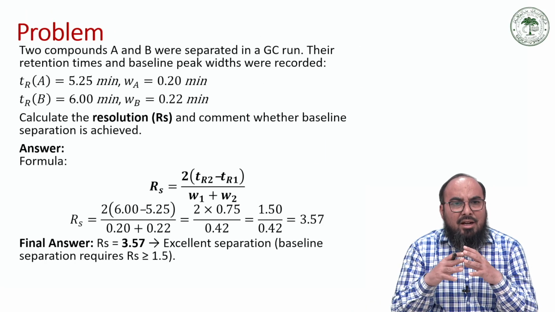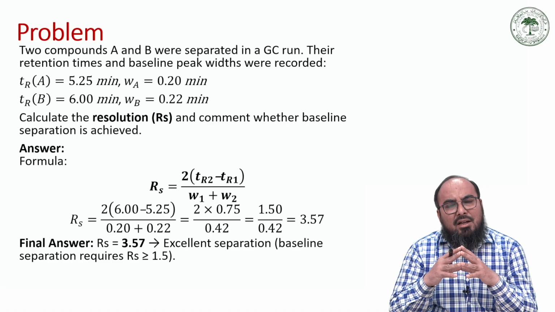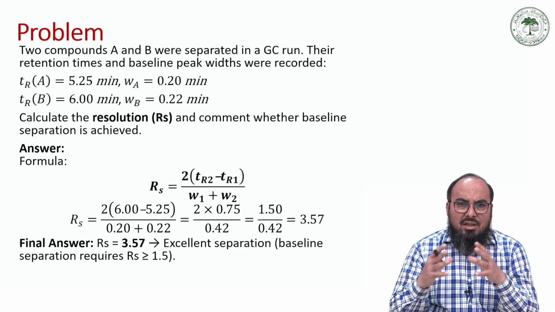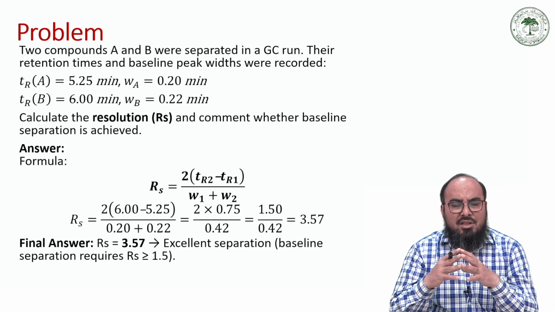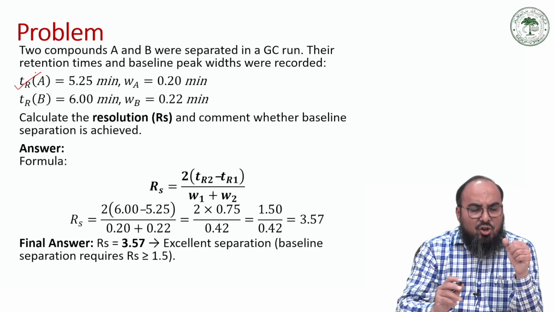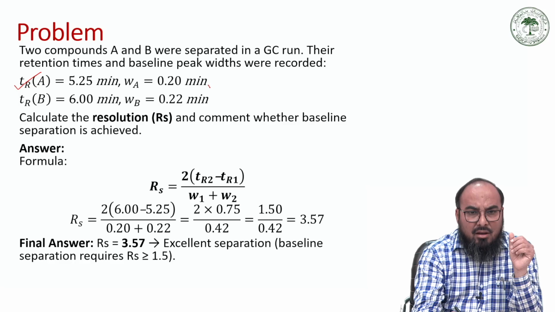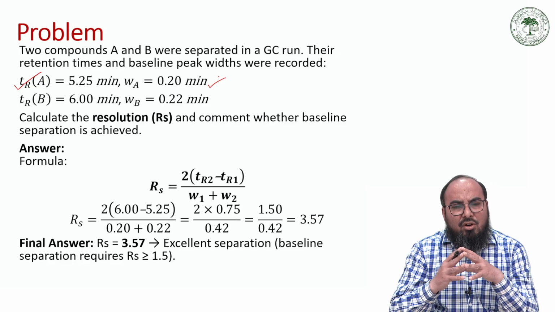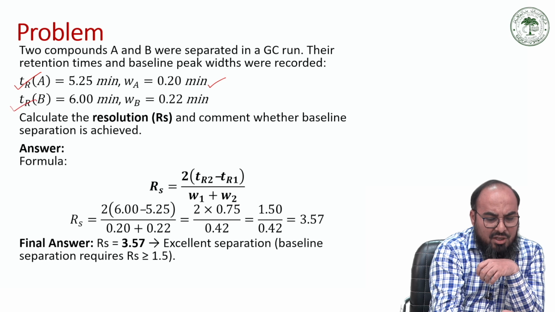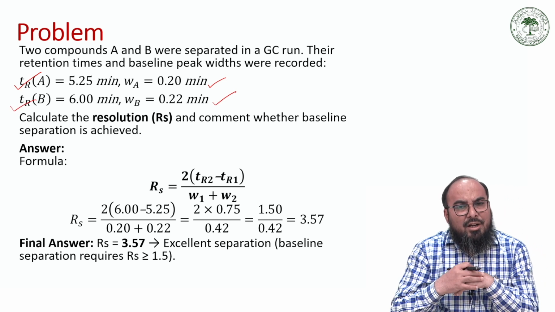Okay, so another problem, the old problem which we have already discussed. Here you have a two component system which you have run on a GC, and you get the retention time for component A as 5.25 minutes with a peak width of 0.20 minutes. Similarly, you have the retention time for B, with a peak width also of 0.22 minute.